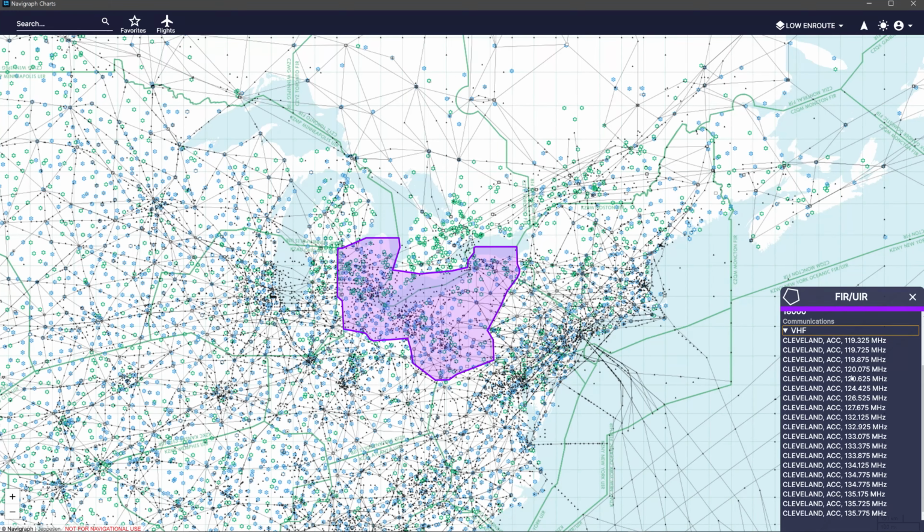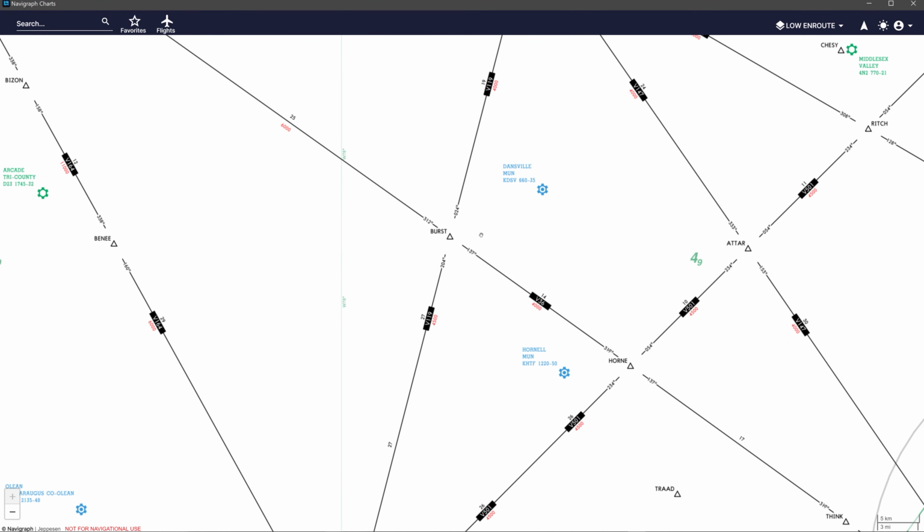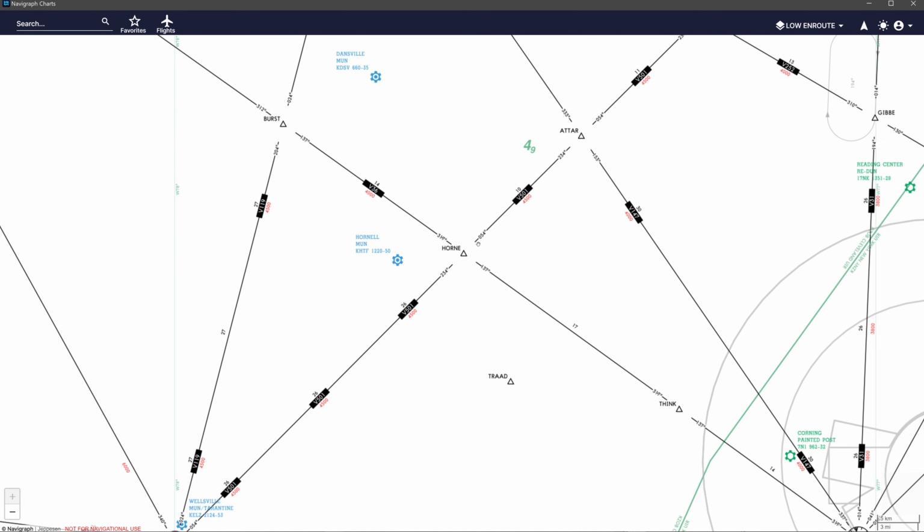An open triangle, like we have here, just denotes an intersection. But with modern GPS systems, it is now also considered a waypoint. If that triangle is filled in and completely black, it means that this is a mandatory reporting point.